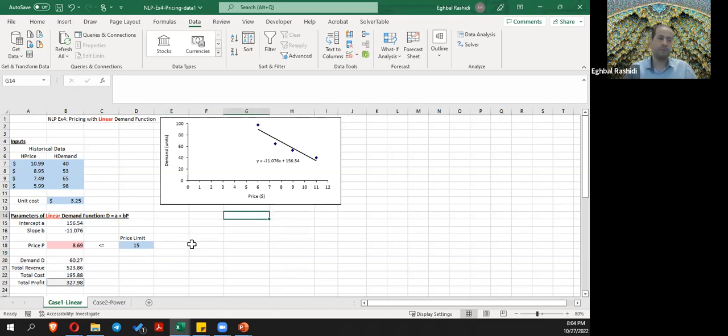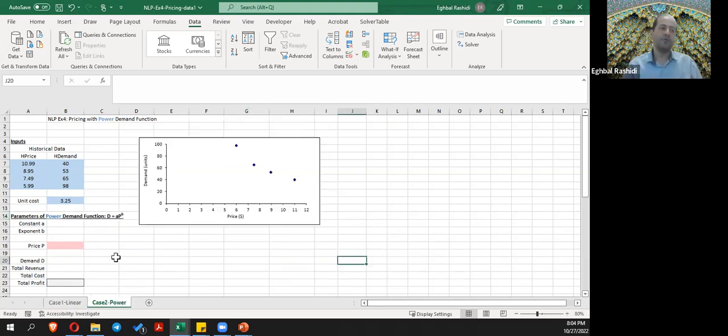No? All right. So let's do case 2. In case 2, we assume that the relationship between demand and price is not linear like I have here. It is actually non-linear, as I mentioned before, and it's A multiplied by price to the power of B. So I want to find A and B here.